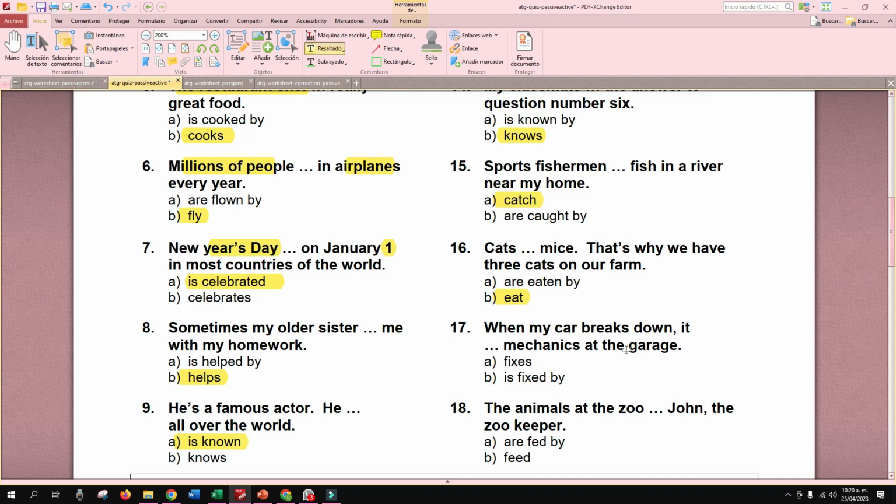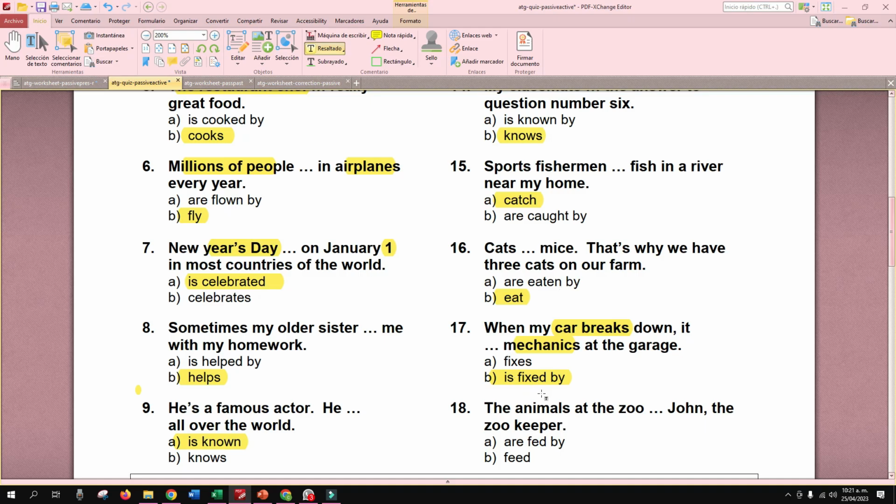17. When my car breaks down, the mechanics at the garage fix it, or it is fixed by? Which one? It is fixed by. Aha, yeah. When my car breaks down, it is fixed by who? The mechanics at the garage. Excellent. That's a passive one.